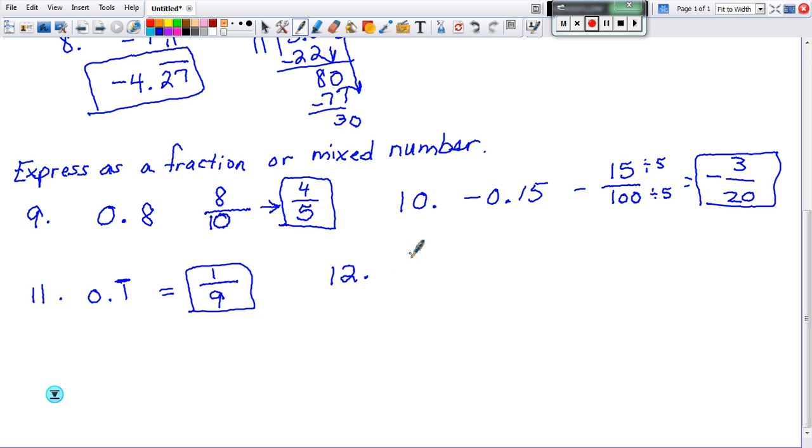Number 12. 1.7 repeating. Well, the 1's in front of the decimal point, so in front of your answer, it's going to be in front of your fraction. This is a repeating decimal, so you put a 7. Normally, we would have 7/10 here, but because of the repeating, we take away 1. So 7/10. So 10 take away 1 is 9. So 1 and 7/9 is the answer to that one.